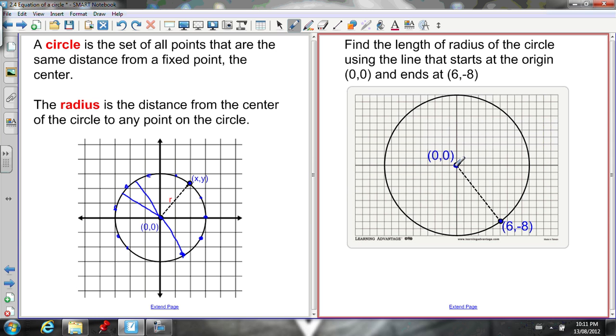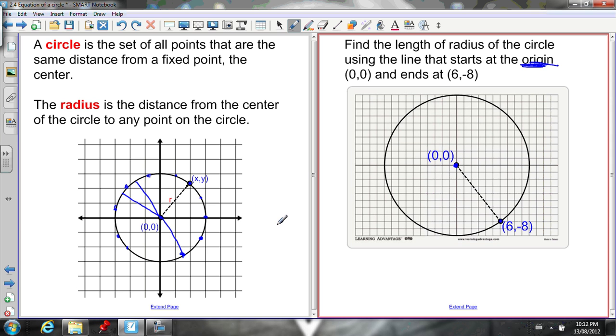So find the length of the radius of the circle using the line that starts at the origin. We know the radius is from the center, and it ends at (6, -8). I've told you (6, -8) is on the circle. So we go from the center to that point on the circle and use the length formula. I should also point out, origin means the point (0, 0). All the circles we're going to be working with in this lesson are centered at the origin, meaning the center is at the coordinate (0, 0).